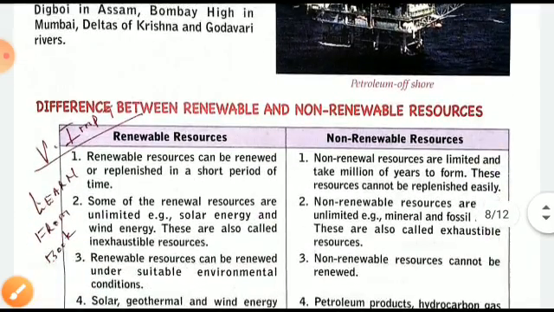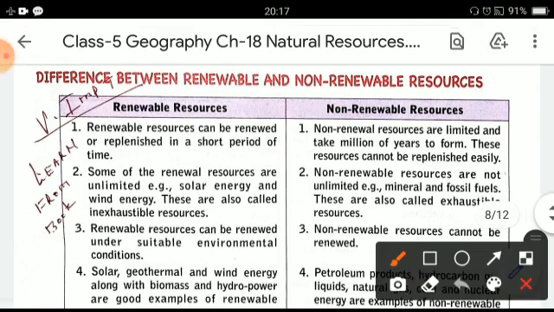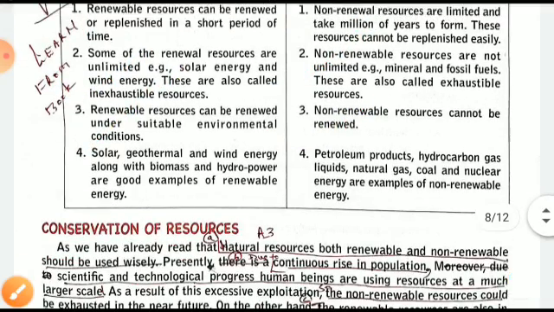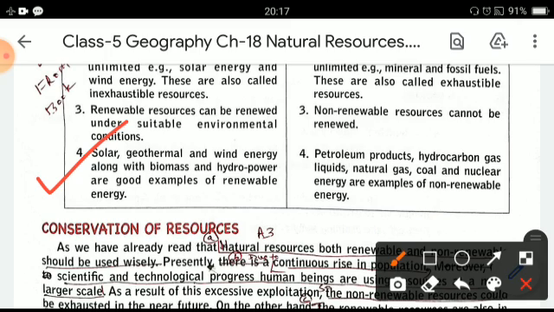Now let's read about the difference between renewable and non-renewable resources. Renewable resources can be renewed or replenished in a short period of time, but non-renewable resources are limited and take millions of years to form. Some renewable resources are solar energy and wind energy, and non-renewable resources are not unlimited, for example minerals and fossil fuels. Renewable resources can be renewed under sustainable environmental conditions, but non-renewable resources cannot be renewed. Solar, geothermal, wind energy along with biomass and hydropower are good examples of renewable energy. Petroleum products, hydrocarbon gas liquids, natural gas, coal, and nuclear energy are examples of non-renewable energy.